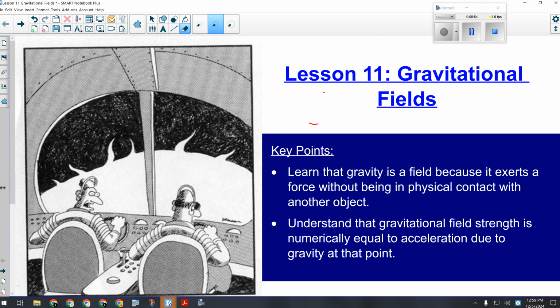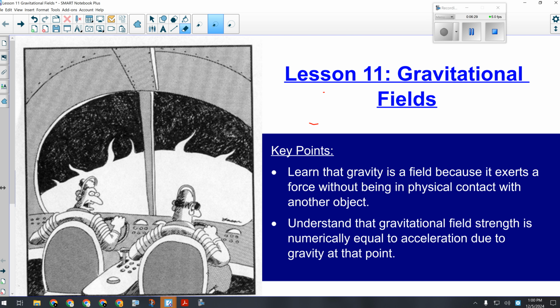Okay, so up until this unit, we've really treated gravity like any other force, which is odd because it's not. Most of the forces that we have dealt with are what we would call contact forces. That means they actually have to be in physical contact with the object in order to exert a force. Normal force is a contact force. Friction is a contact force. Tension is a contact force.